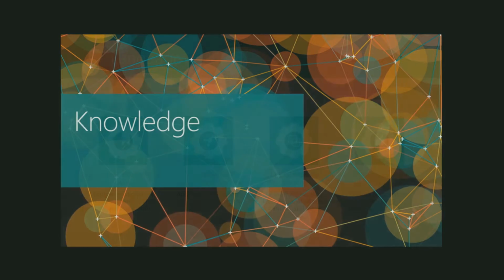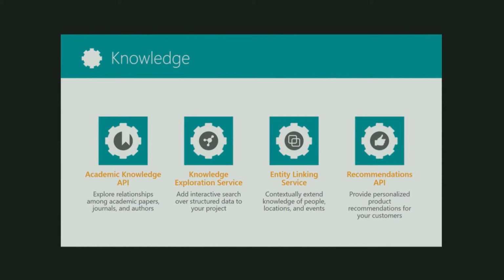All right, and then knowledge. Let's talk about the knowledge APIs a bit. There's a lot of really good stuff in here. There are very deep knowledge graphs you can utilize. The entity linking service is kind of cool. It can do things like differentiate between Mars, the planet, and Mars, the Roman god, using some contextual things, which is kind of neat.